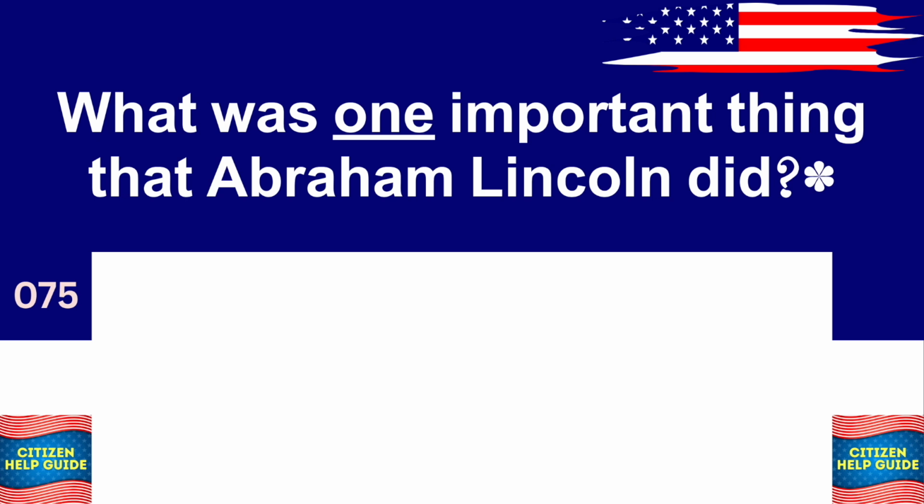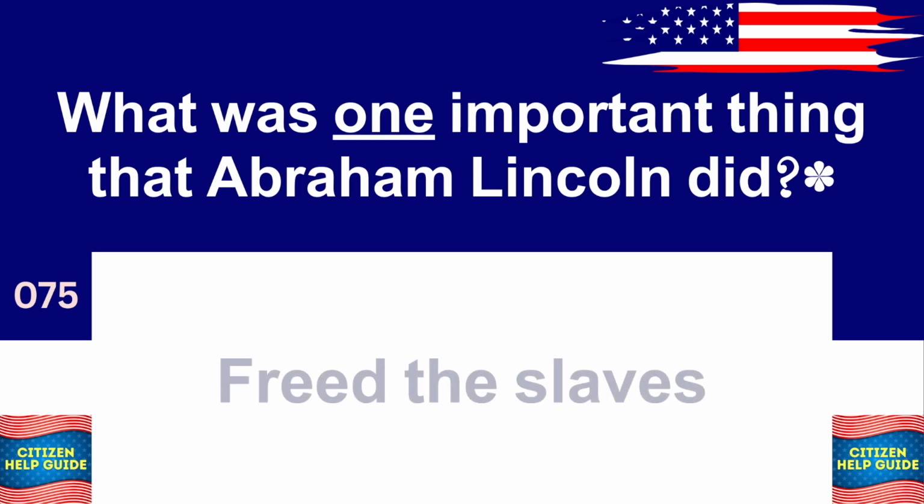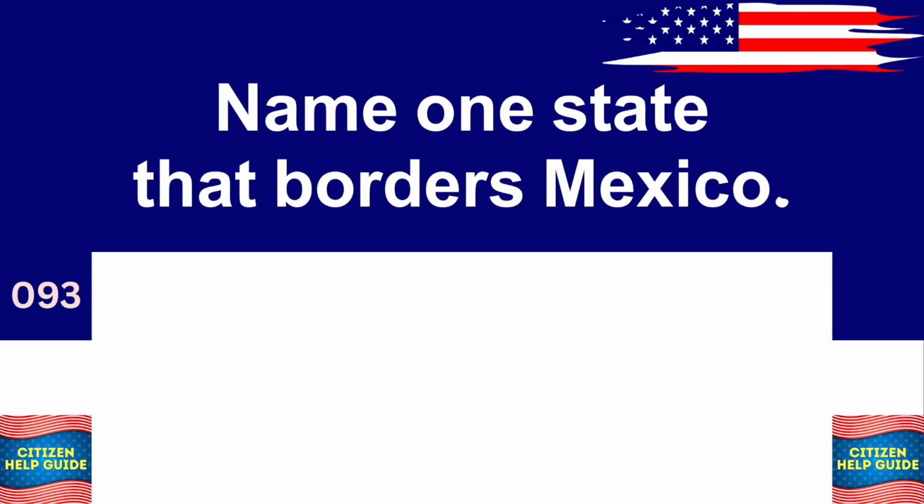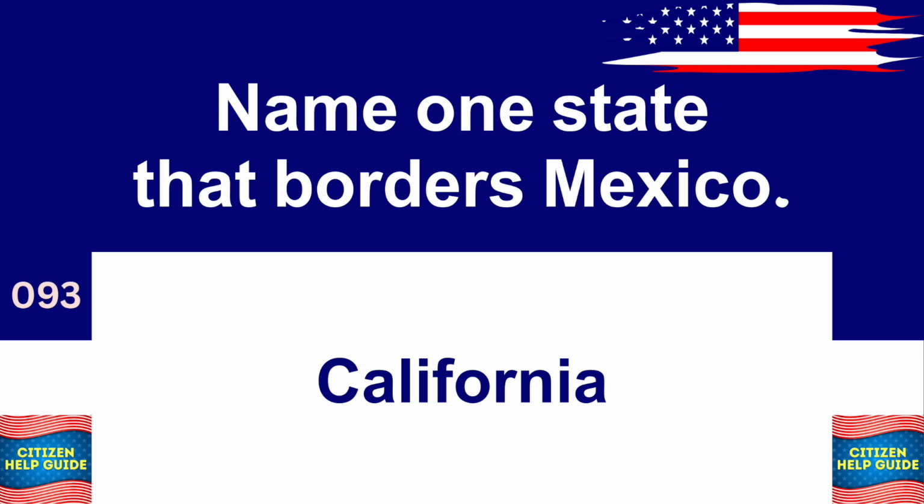What was one important thing that Abraham Lincoln did? Freed the slaves. Name one state that borders Mexico. California.